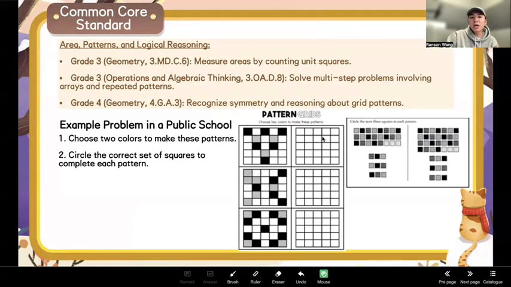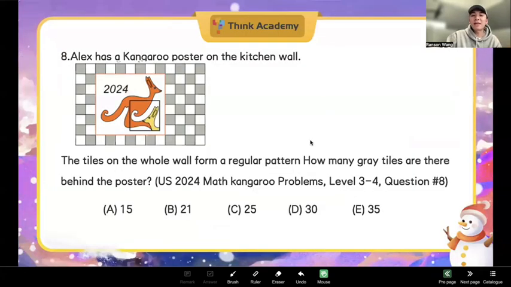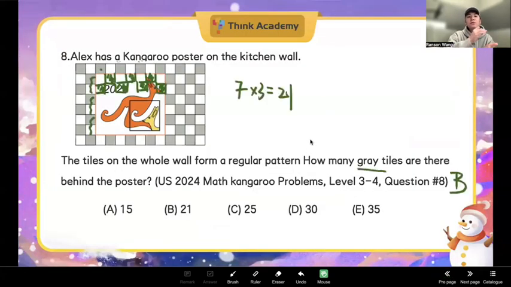And in a public school, it would just tell you, okay, how can you make exactly the same pattern, to mark the areas or mark the grids to make this same pattern, or circle the correct set of squares, giving you some choices to complete a pattern. That's pretty basic. But for our Math Kangaroo questions, they give you some hindrances, for example, a cover, to let the students use their spatial thinking to recover the shape.